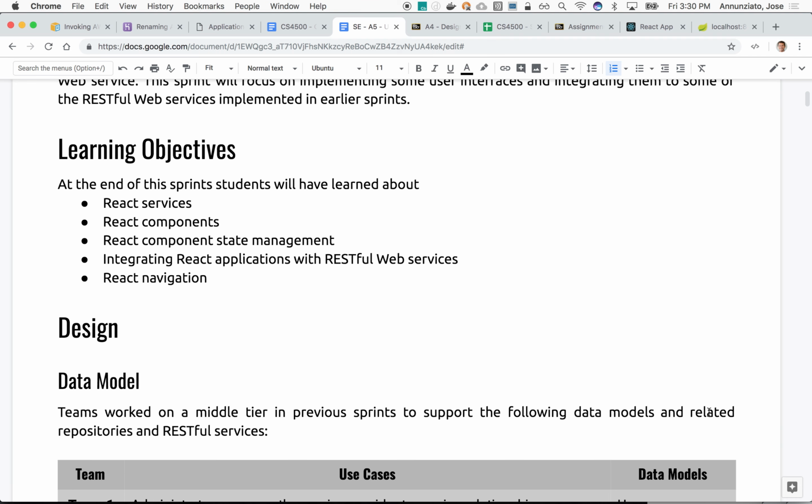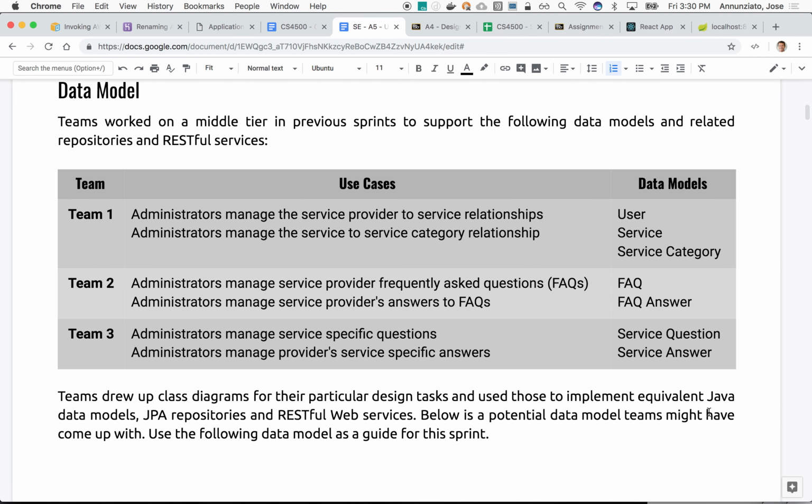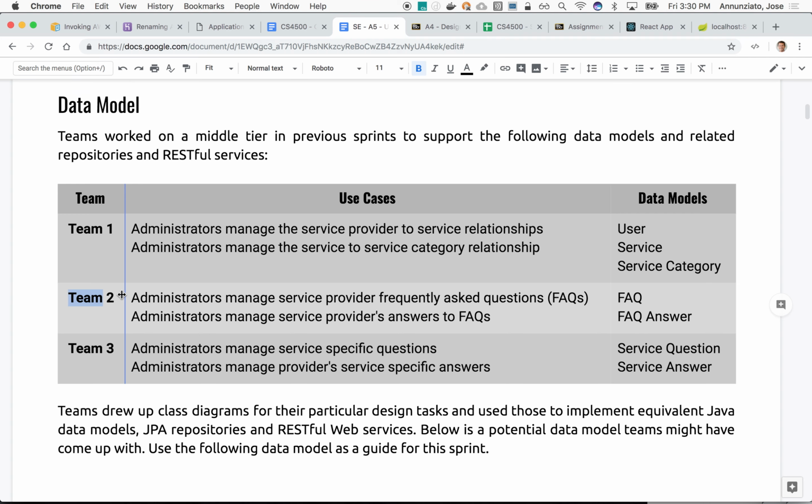Let's go over some of the design aspects of the assignment. I might have this wrong. I think this might be 3, and this might be 2. I'll fix it up. But basically, last couple of sprints, you've worked on a couple of data models that were specific to each team. Team number 1 focused mostly on 2 use cases. One that related service providers with the services that they provided, and also relating any service to the categories that they live in. Right. So that was the focus of Team 1. And they might have worked on a couple of data models in there that were either a user, a service, and or a service category, right? And you should have created several one-to-many or many-to-many relationships between these different classes, right?